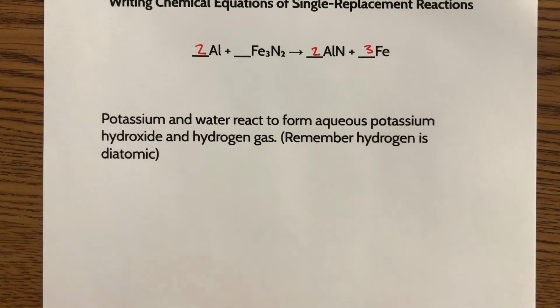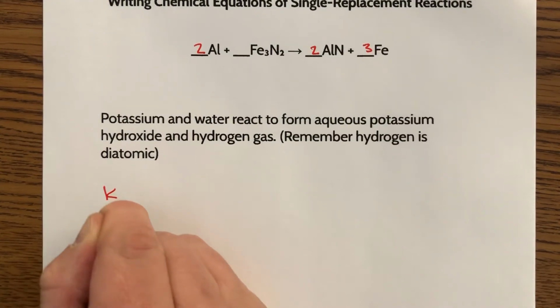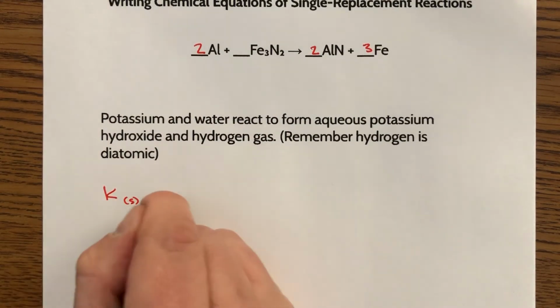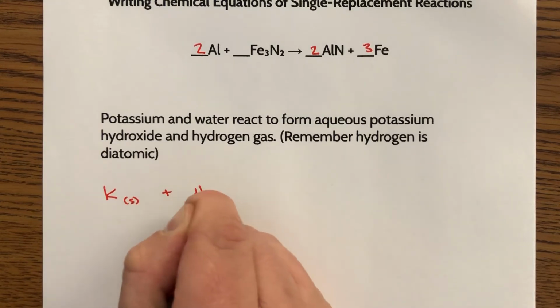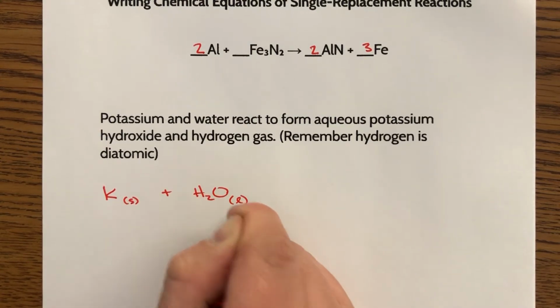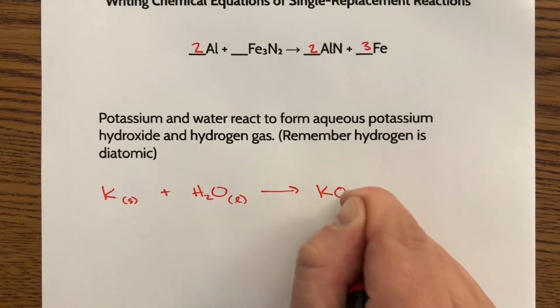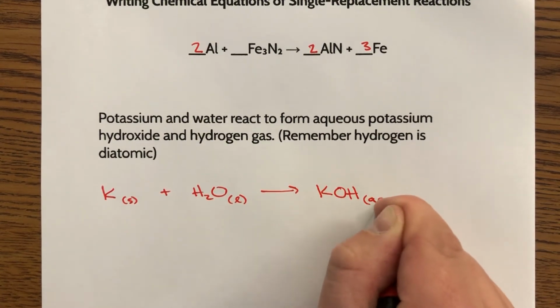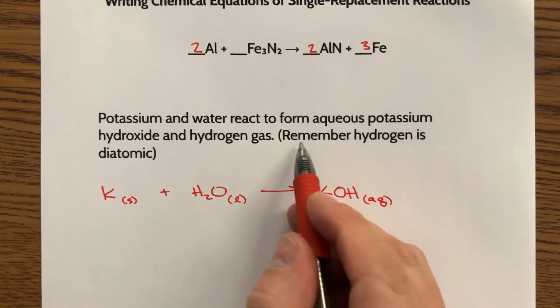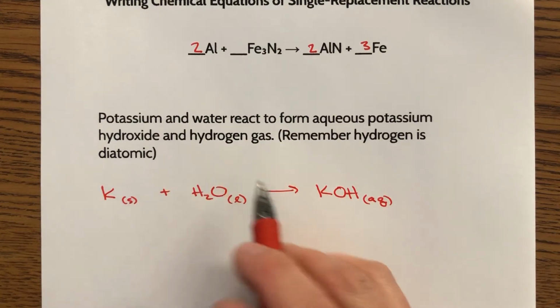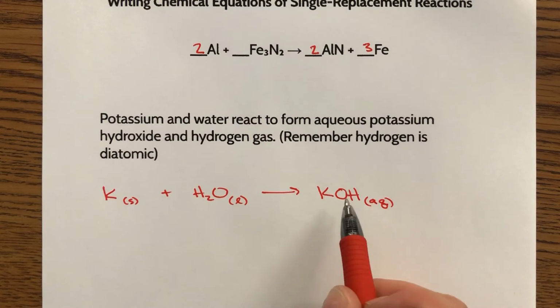Okay, so we're going to write potassium, and it's a solid at room temperature, plus H2O, and that's a liquid. And it's going to react to form KOH, and this is aqueous. It's going to be dissolved in the solution, right? Aqueous potassium hydroxide. The hydroxide on here, we've talked about this in previous videos.